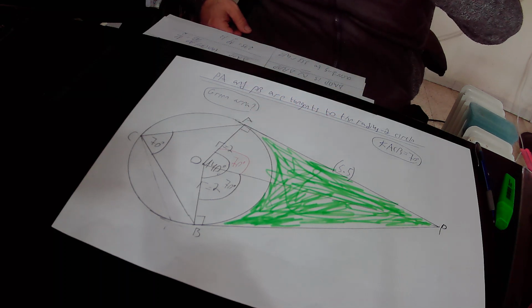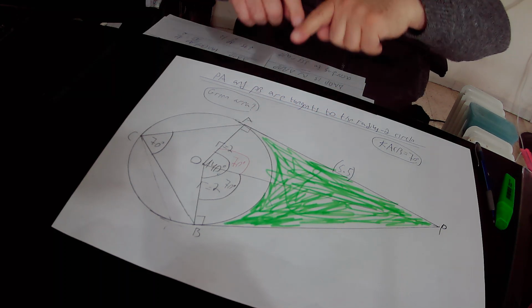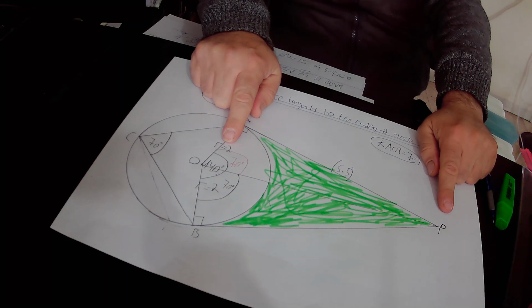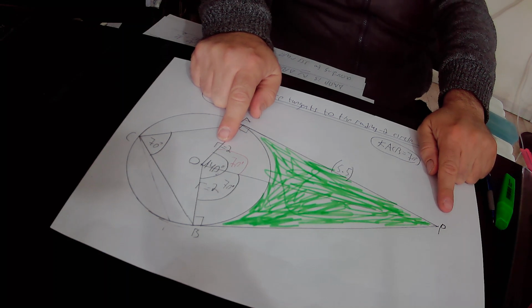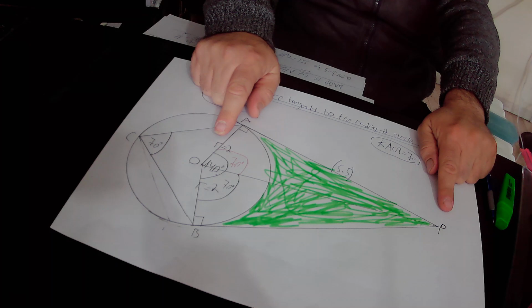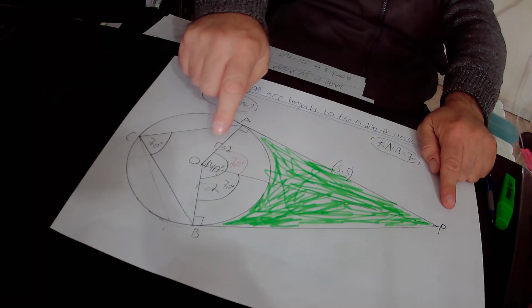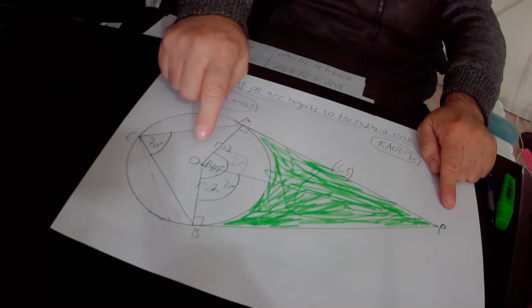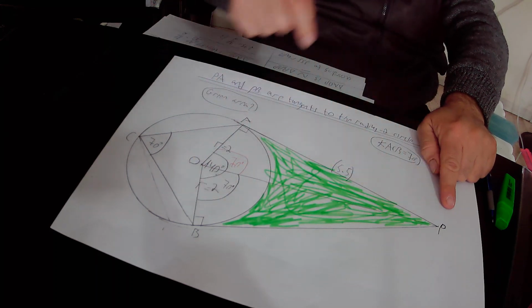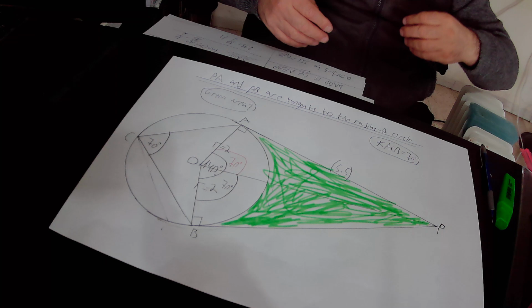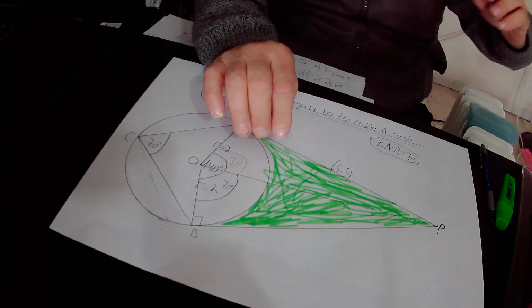In the next step, we join points O and P together by a straight line. By joining points O and P, we created two right triangles, the upper right triangle AOP and the lower right triangle BOP. In the next step, we actually proved that those two right triangles are congruent.